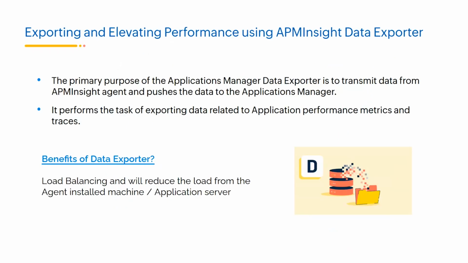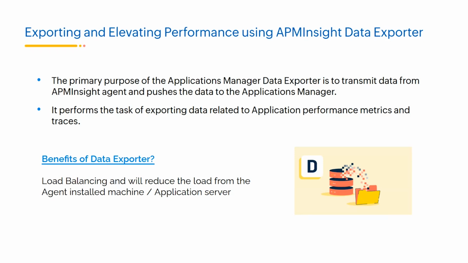Now let's see exporting and evaluating the performance using the APM Insight data exporter. The data exporter is a standalone component or a module within the applications manager for collecting, processing, and sending application metrics and traces for communication with the applications manager server. So its purpose is to export the data related to the application performance monitoring insight.